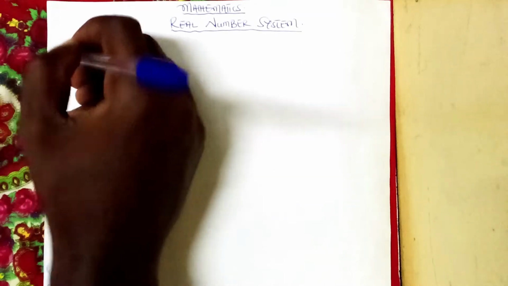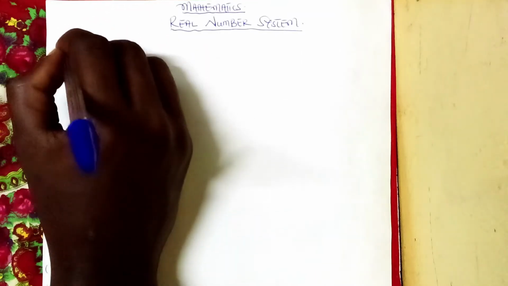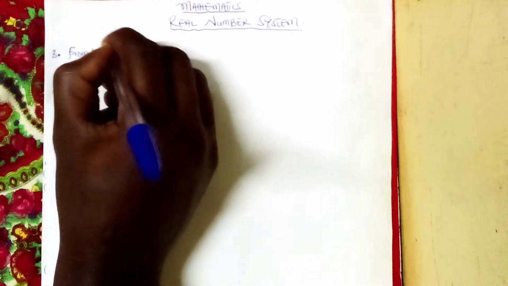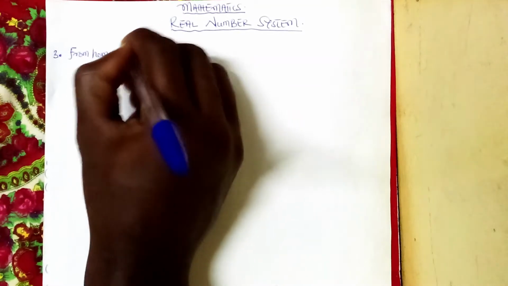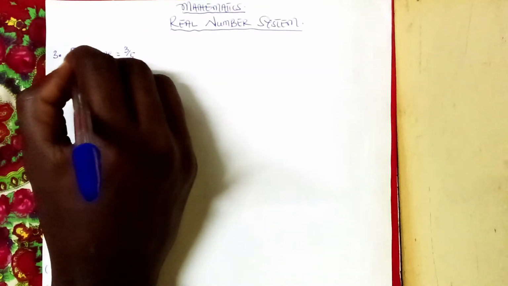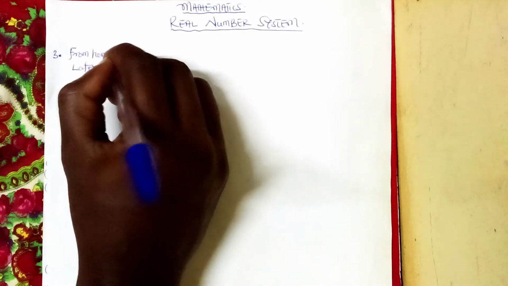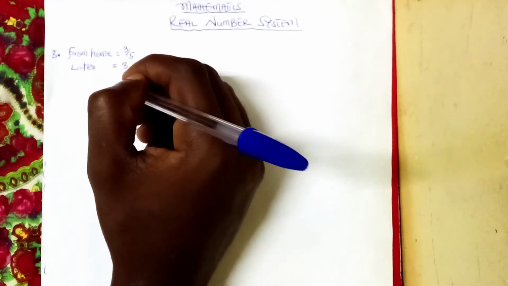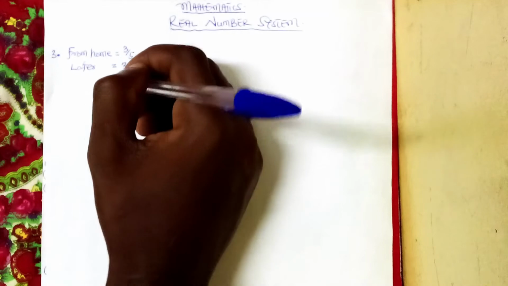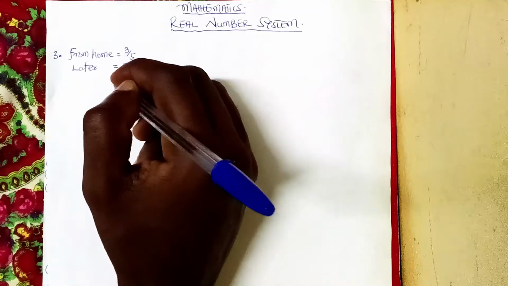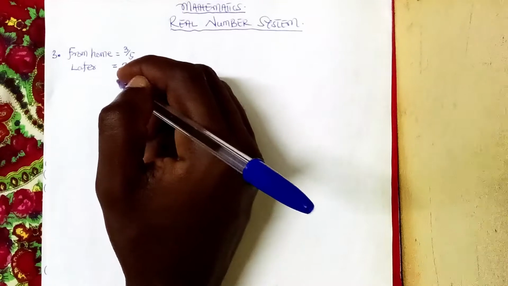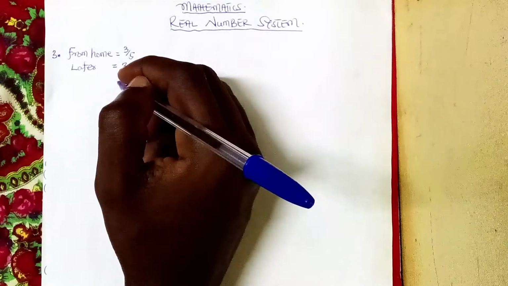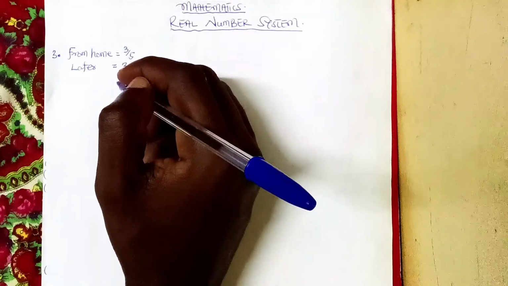So let's draw our data down. So the first journey, that's from home, is 3 on 5, and later is 3 on 9. So we are asked to find the fraction that's left. So with this, we are supposed to add the from home and the later and subtract it from the total fraction. That's the highest fraction, which is 1. So we subtract it from the highest fraction, which is 1, to get the fraction left.